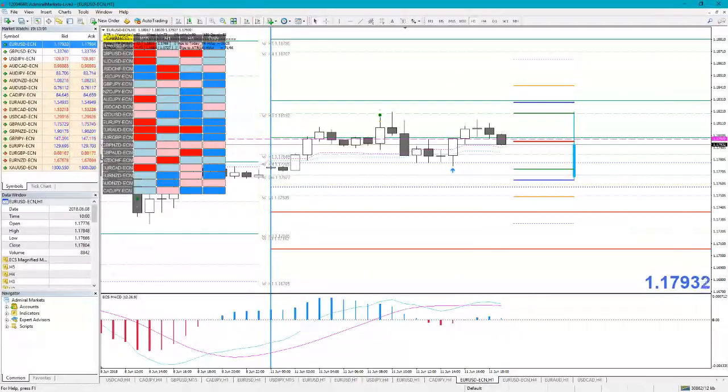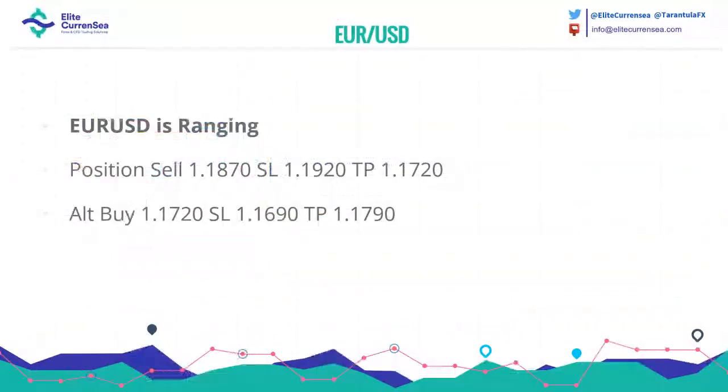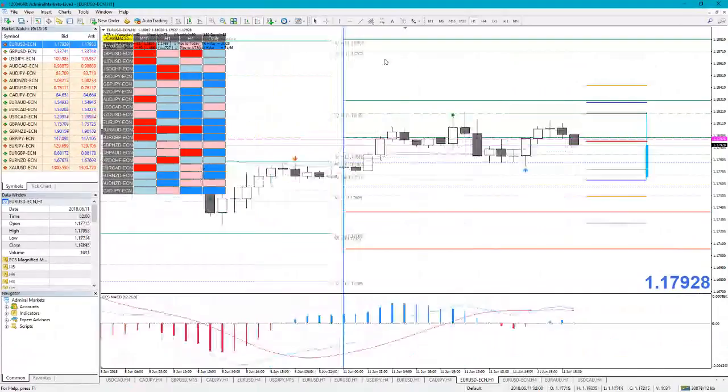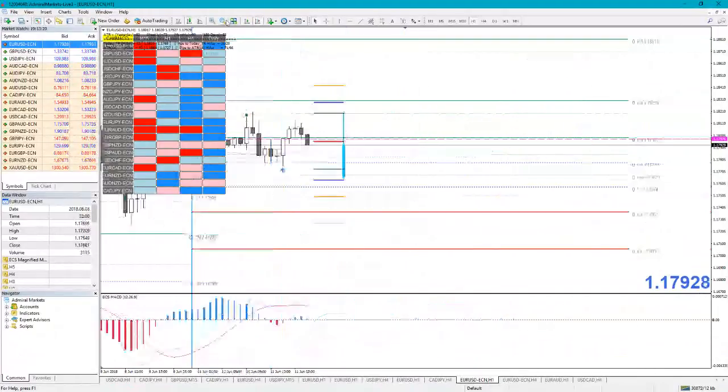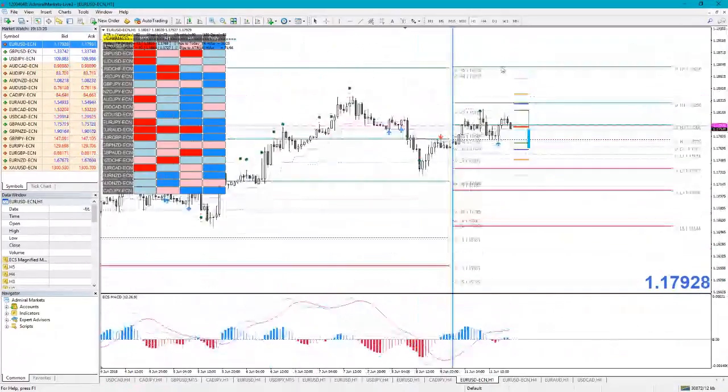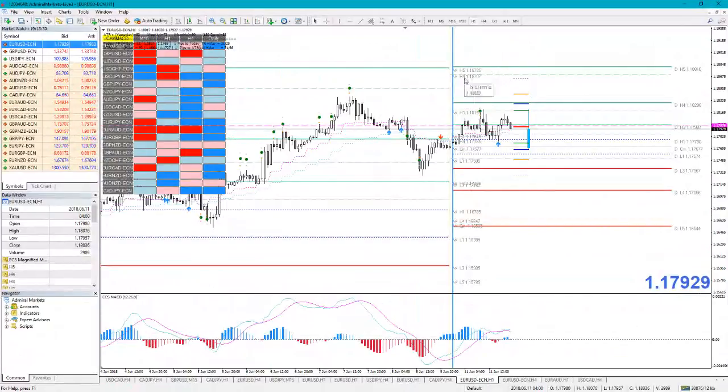So the first thing I want to do is I would like to see a sell if it happens, because in my opinion, Euro is ranging. You see, guys, here, this is it. Weekly H4. Now, if we zoom out here, 1.1870 is the level. I think that from this level, the price will drop, because we have weekly H4, weekly H5. We have also daily now.